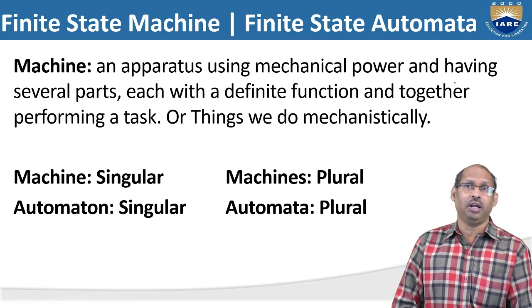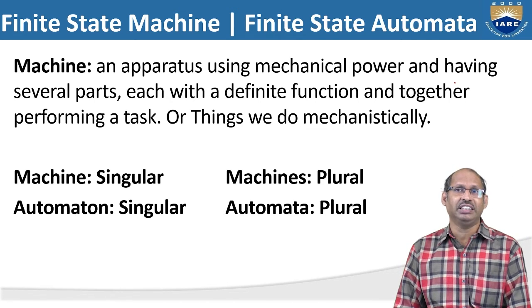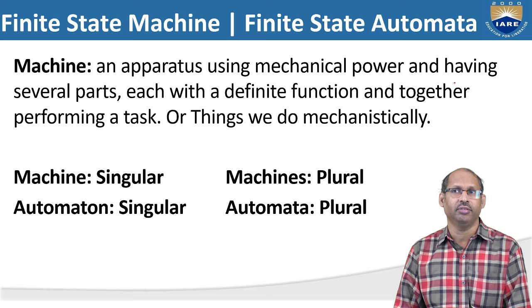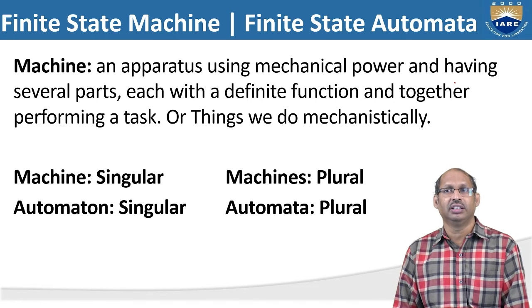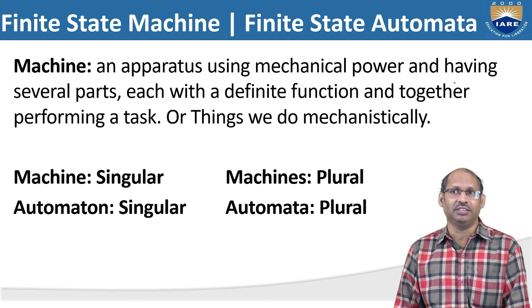Here a machine is a mechanical device having several parts, each with a defined function, together performing a task. These are things we do mechanistically. So a finite state machine is a finite state automaton, which does things mechanistically.